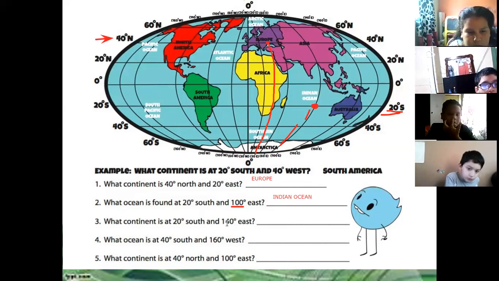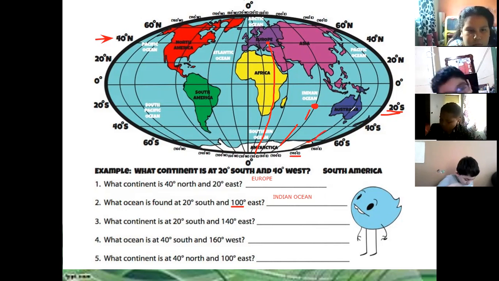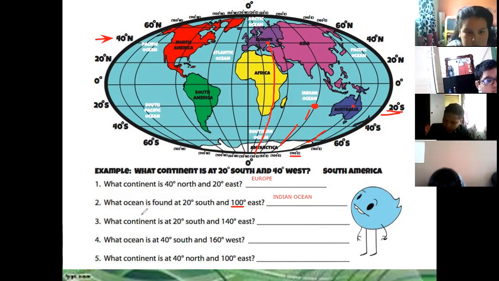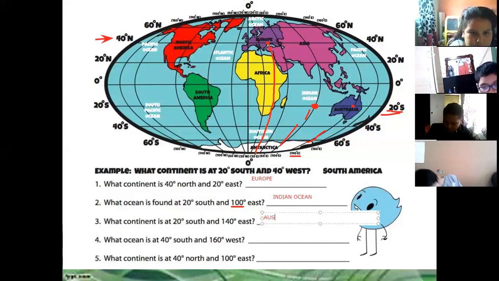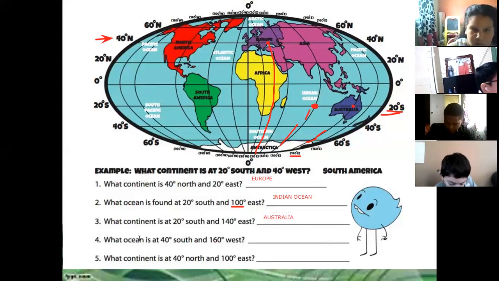What are you doing, Gabriel? You have to be watching the screen. What continent is at 20 degrees south and 100 degrees east? 100 degrees east is this one here, so it's all of this line. What continent is this one? Australia. So this is how we locate places using latitude and longitude.